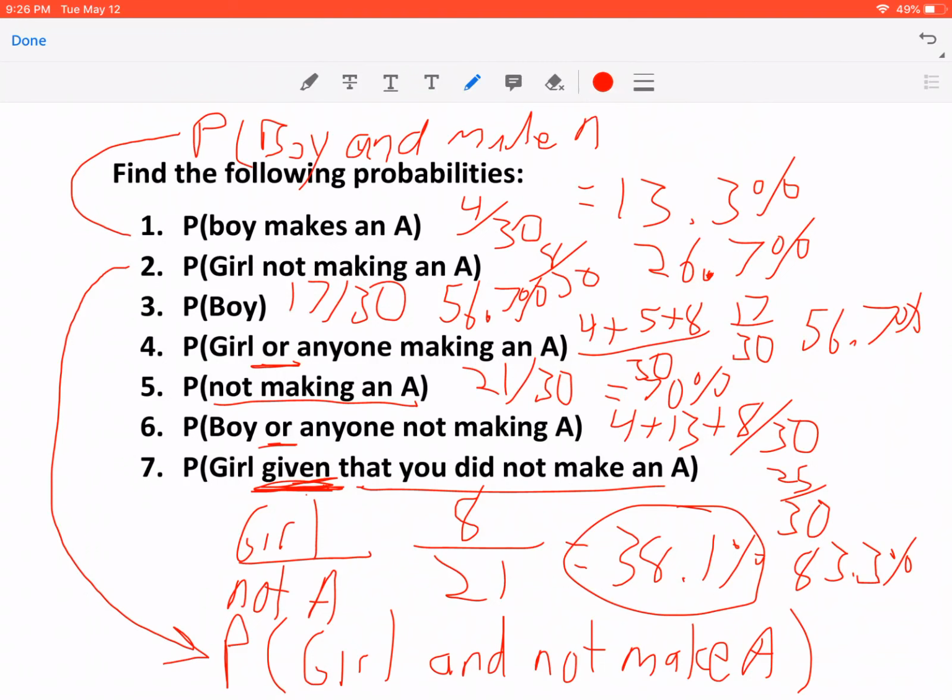Okay, so again, I'm going to give you a problem. It'll be the same problem, but you'll have to make the chart once, and then all the probabilities will be based off that chart, and it'll look very, very similar to this. So again, the key is, if I give you that given, know that that changes that denominator.